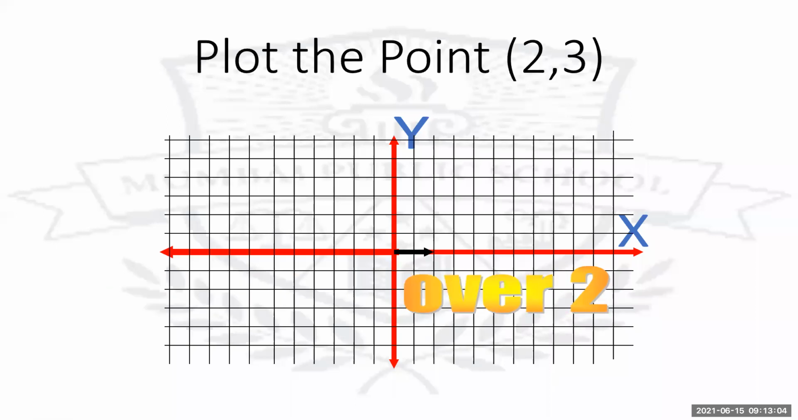So for 2, from the center you're going to shift 2 positions right. I've told you it is positive 2, so you're moving towards the right. What is your next coordinate? It's 3. So from there, you will move 3 positions up.